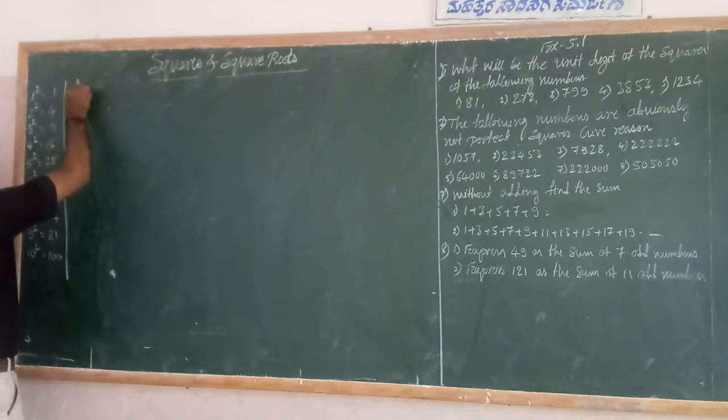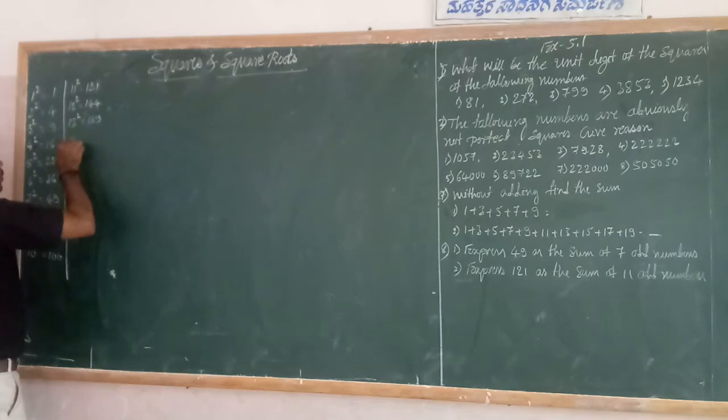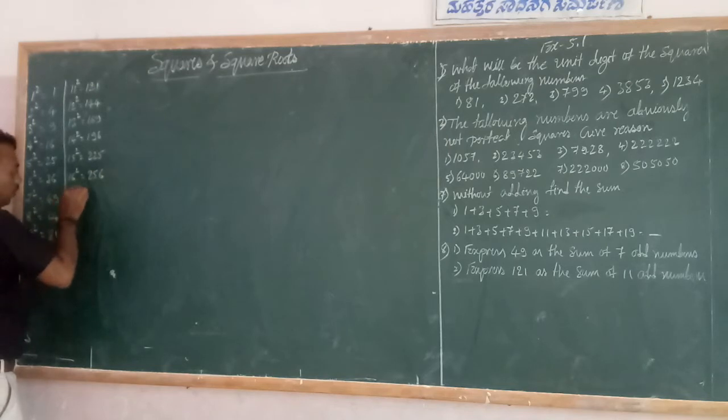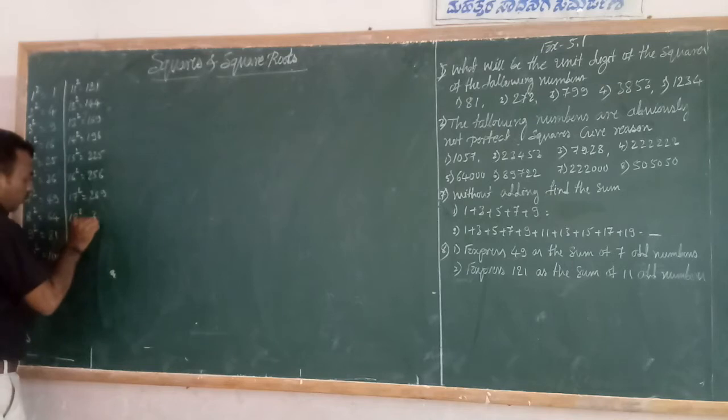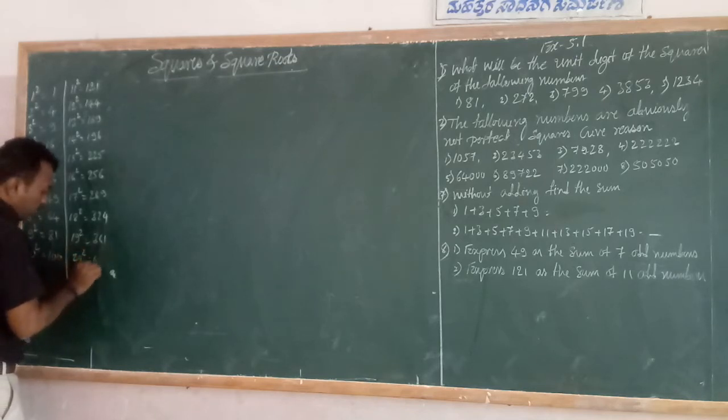11 square 121, 12 square 144, 13 square 169, 14 square 196, 15 square 225, 16 square 256, 17 square 289, 18 square 324, 19 square 361, 20 square 400.